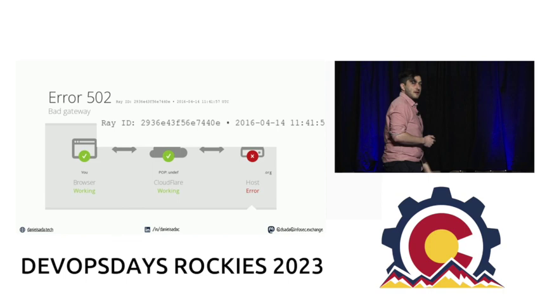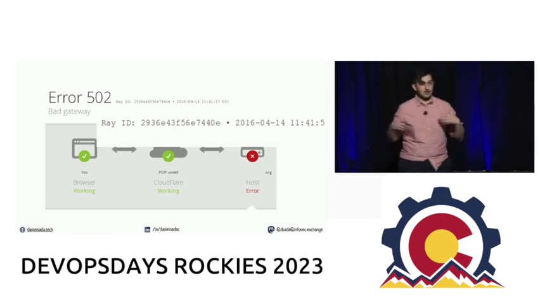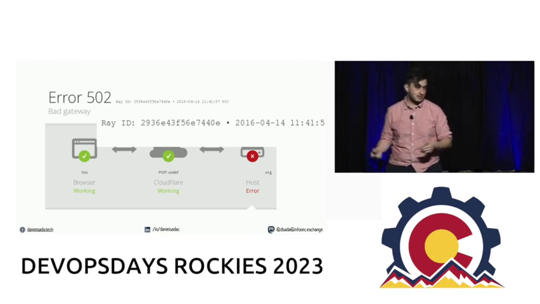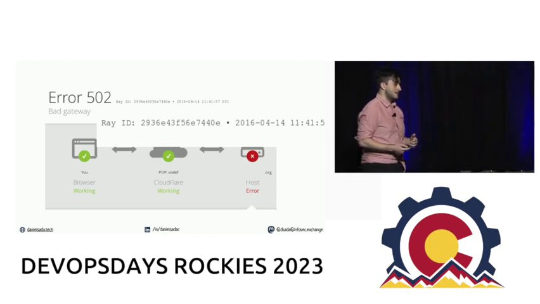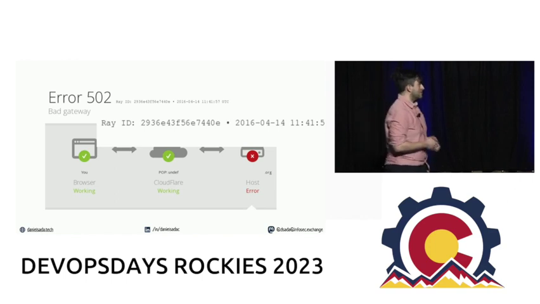So Cloudflare and a lot of teams do this thing called correlation IDs, request IDs, unique identifiers. And they're atomic transactional identifiers that identify a single transaction. So what does that mean?